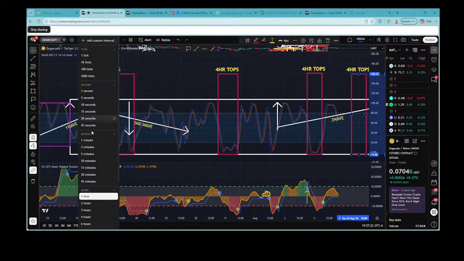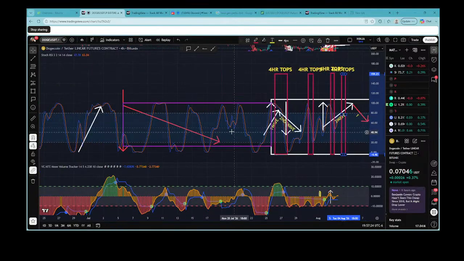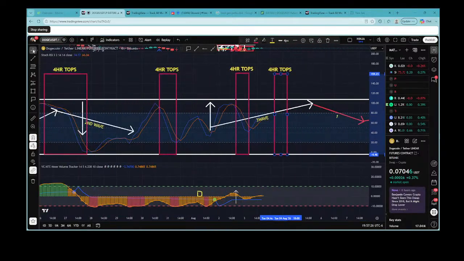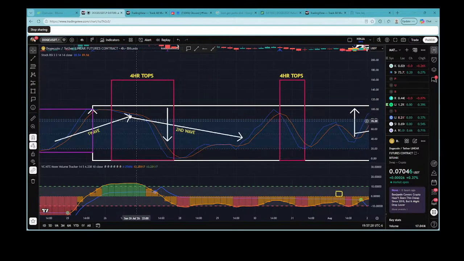So if we're on the 4-hour time frame, every time you move your mouse over a section, you see that line that's moving? Right. That's a candle. That's when it prints. So when this printed, this down movement, right?